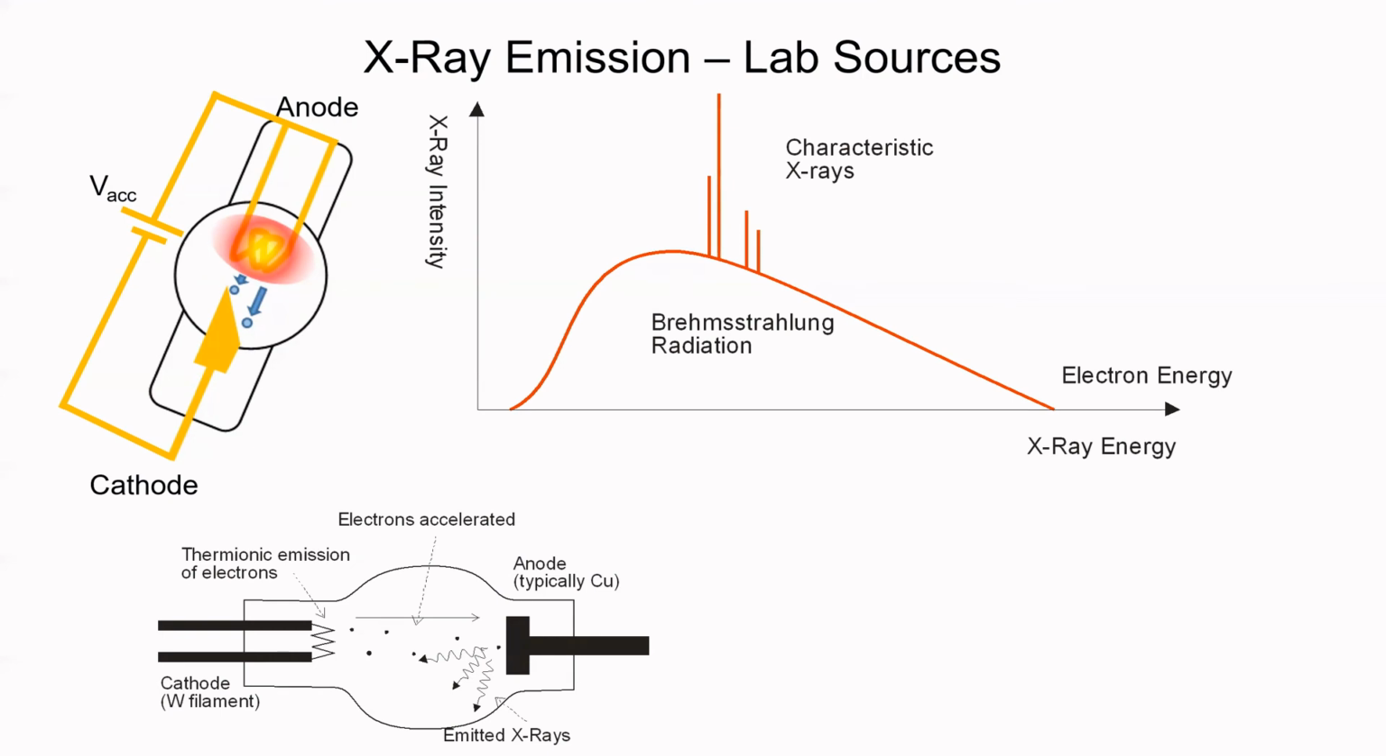And so you get this sort of characteristic lump. And that's kind of the weakness of these X-ray sources, is that you then have to go and filter out all of the X-rays you don't want and leave just the ones you are interested in. So typically what we're looking at is what's called the K-alpha transitions.